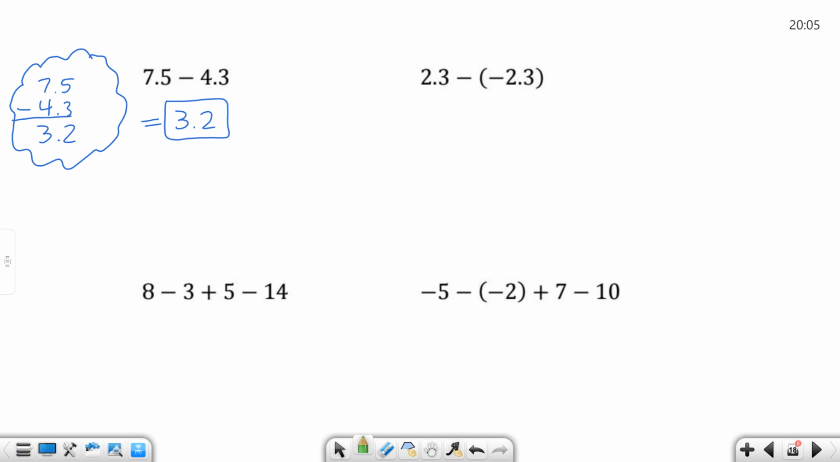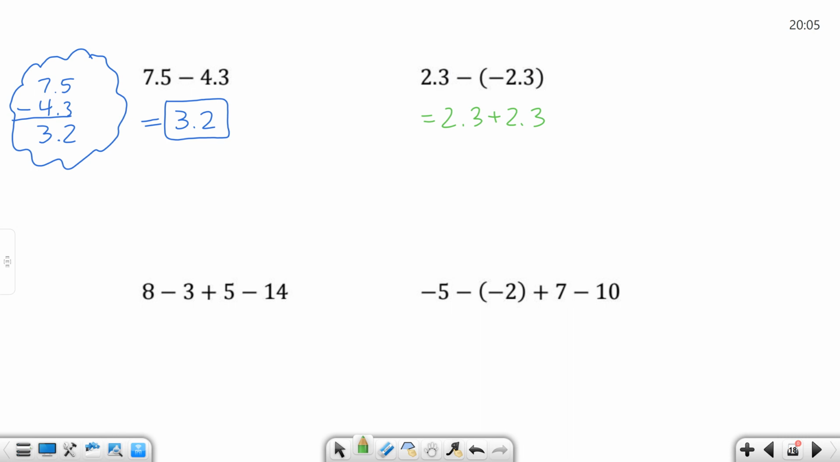2.3 minus a negative 2.3. Again, what does minus a negative mean? It means plus. So this is going to be 2.3 plus 2.3. So be careful. Don't tell me that's 0, right? You're not really subtracting. Now both signs are positive, so what do you do?